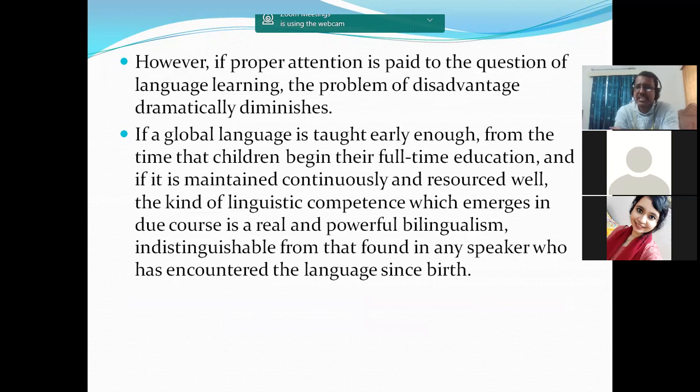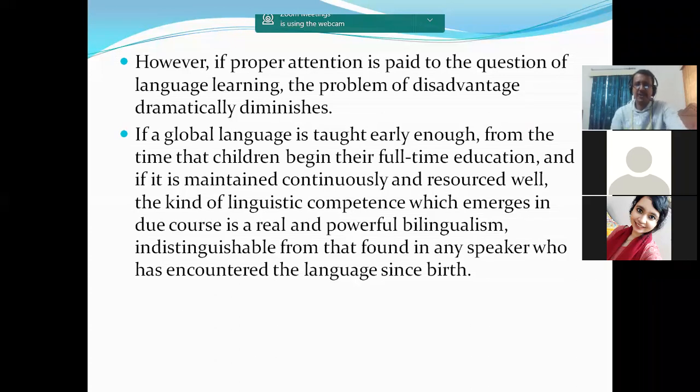However, if proper attention is paid to the question of language learning, the problem of disadvantage dramatically diminishes. So we have discussed some advantages, disadvantages of global language. Now question comes how we can eradicate the disadvantages or the dangers of the global language and how we can keep ourselves safe from the linguistics power of global language. Answer is that bilingualism or trilingualism or multilingualism.